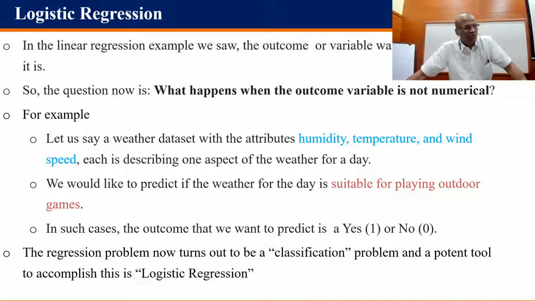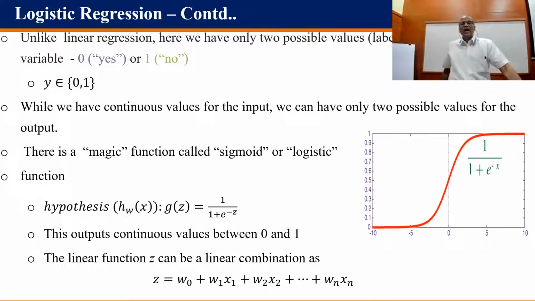You're just one step closer to ML, machine learning. All right. It is a classification problem. What is this classification? Classification into 0 and 1. Okay. Unlike linear regression, here we have only 2 possible values, labels for the outcome, 0 or 1. Please note, while we have continuous values for the input, we can have only 2 possible values for the output.